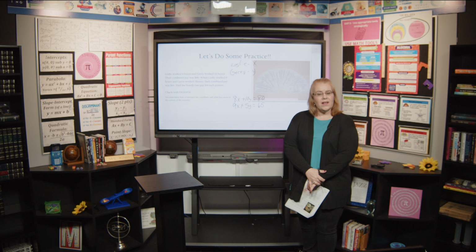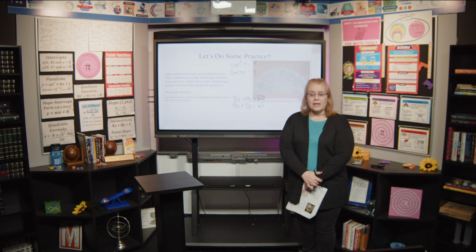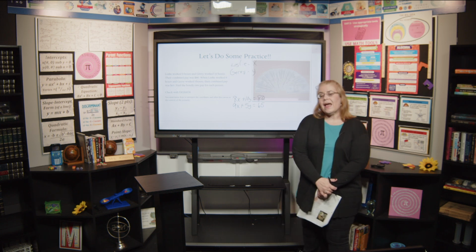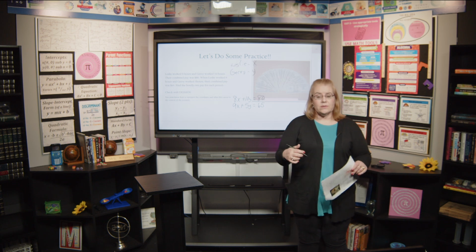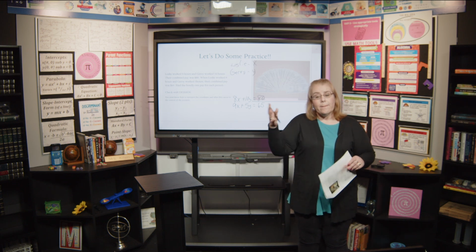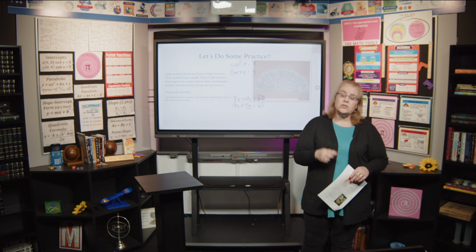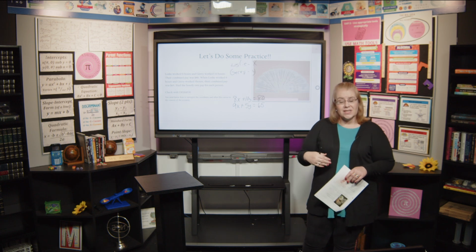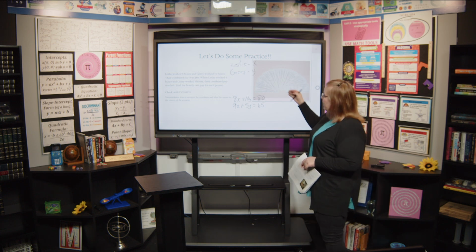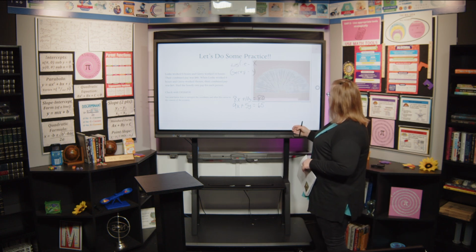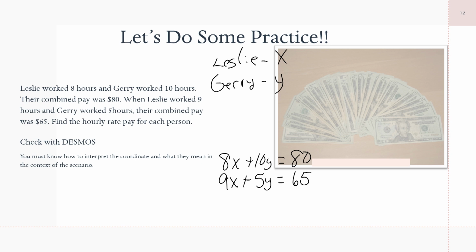Now, we've not had a problem where both were money, but that's okay. Sometimes you'll have one where you'll have numbers and money, sometimes you'll have two numbers, and sometimes you'll have money and money. So you want to make sure that you can interpret what the passage is telling you. So let's see. Now that we've got our two equations, let's see if we can pull this up on Desmos.